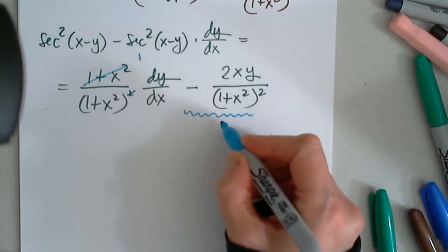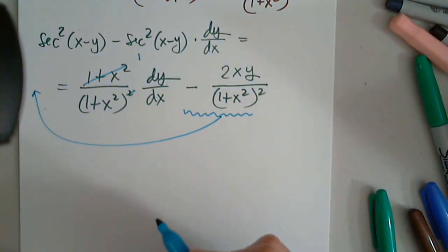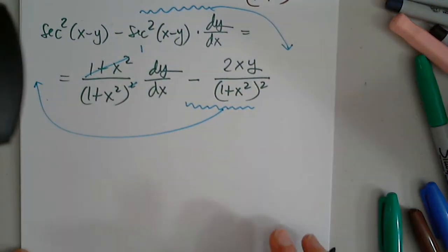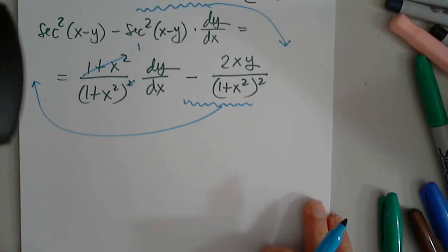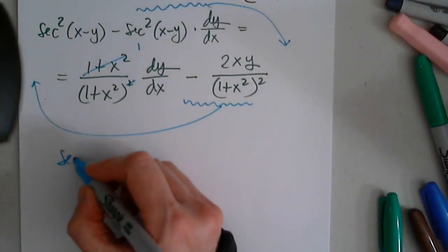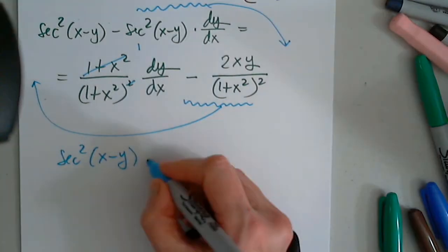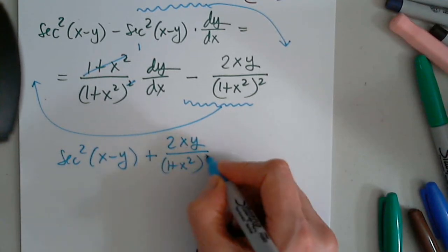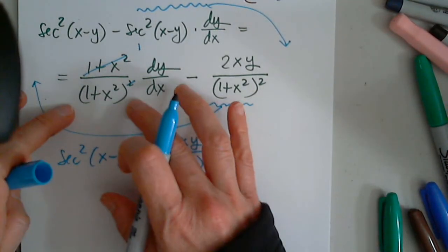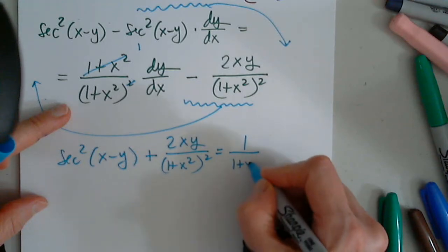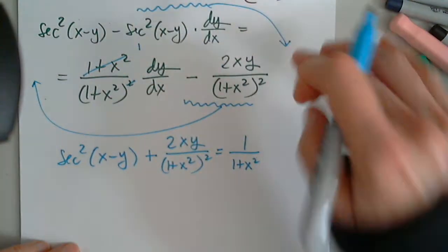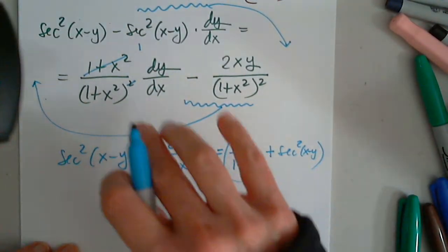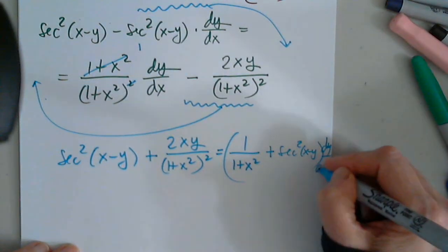At the same time, I'm going to move this term to the other side and move this term to this side because I don't want to write all this 3 times. That's how lazy people do it. So secant squared x minus y, but plus 2xy over 1 plus x squared squared equals, this is positive, it's 1 over 1 plus x squared. This one becomes positive, secant squared x minus y, and I've already factored out dy over dx.